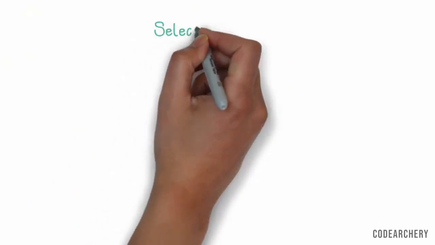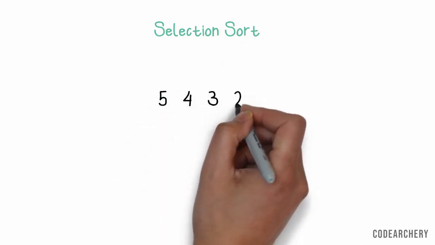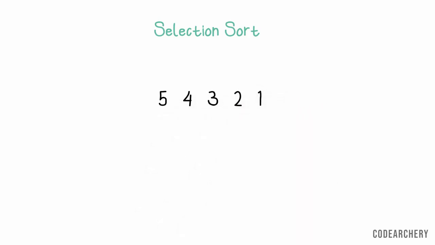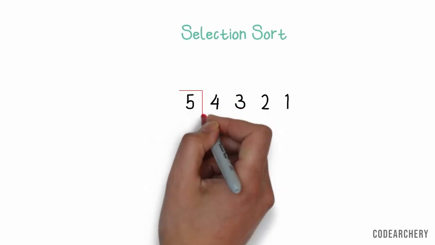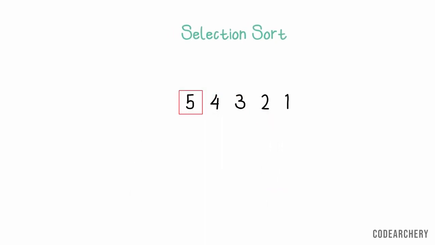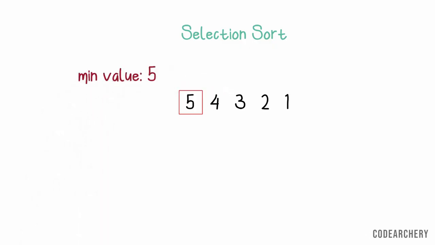Now let's analyze our last sorting algorithm, selection sort. Personally, I think selection sort is the easiest sorting algorithm. Let's sort this inversely sorted array. The concept is really simple. Initially, we consider the first element as the min element, here we have 5, and then we compare the min element with the complete array.